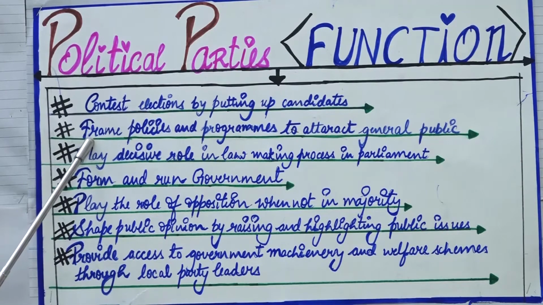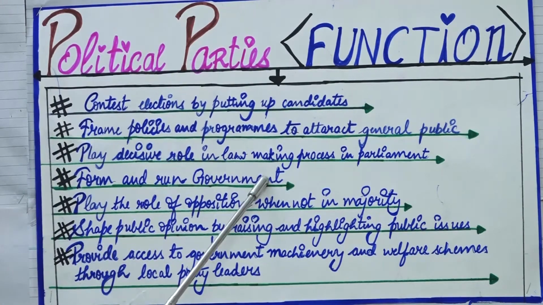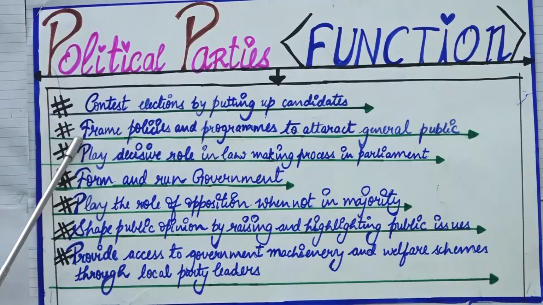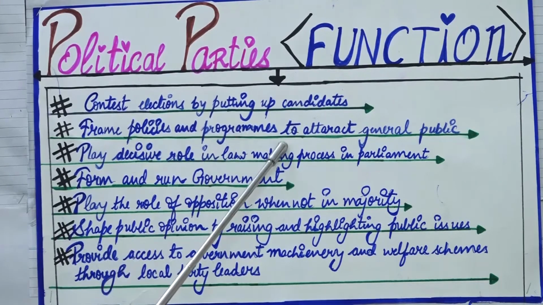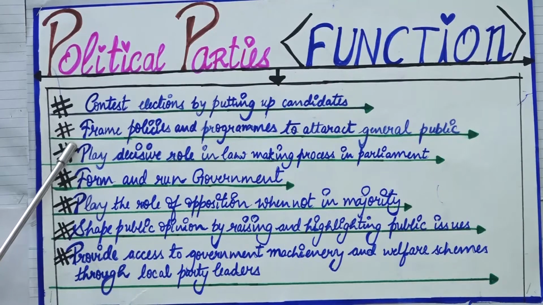The second most important function of a political party is to frame policies and programs to attract the general public. When a party contests election, certainly they have to put some policies and programs in front of the public so that the public may feel to give their vote to the candidate.